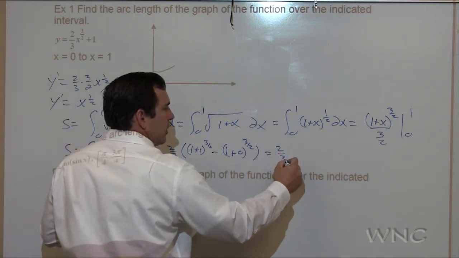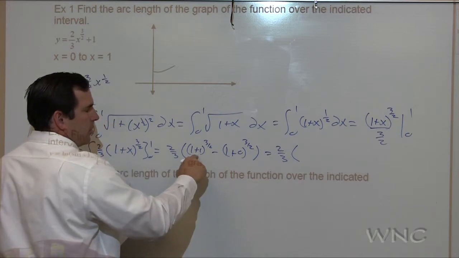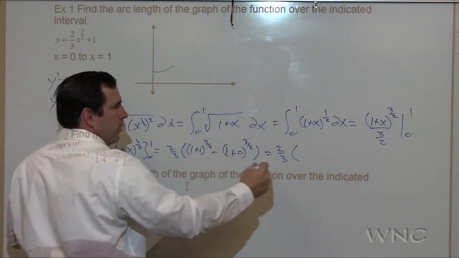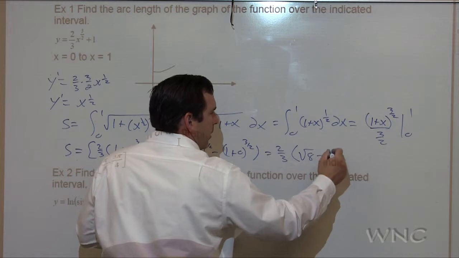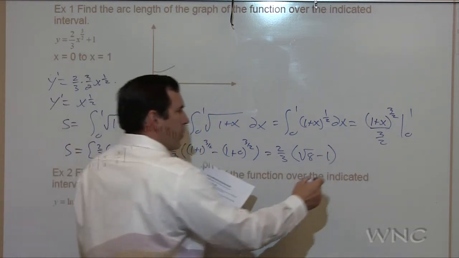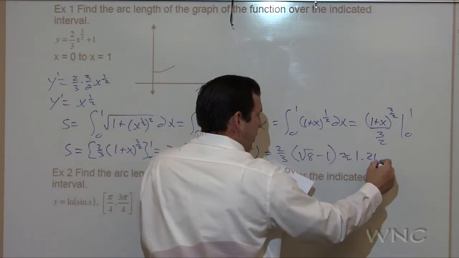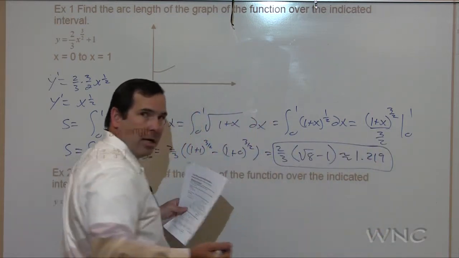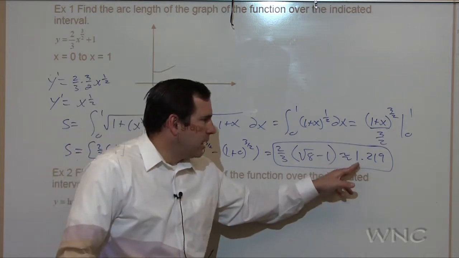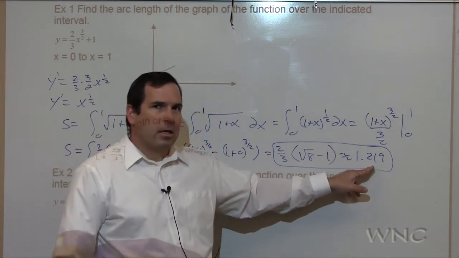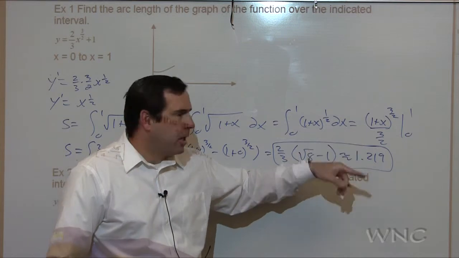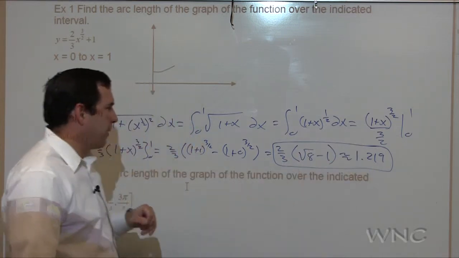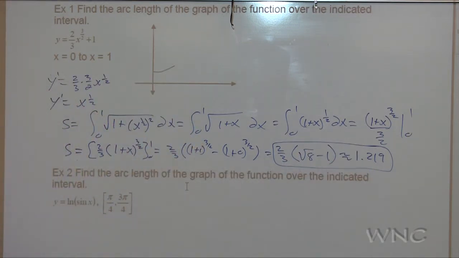That's 2/3 of what? This is 8, oh, sorry, 2. 2 cubed is 8, we're doing the square root of that. So square root of 8 minus 1. And that would be approximately 1.219. The exact value for us math people, and the decimal approximation for you physics, chemistry, and even biology and engineering majors. Okay, so we take the derivative, put it in the formula, proceed through our integration.